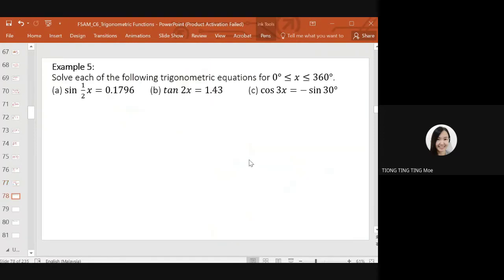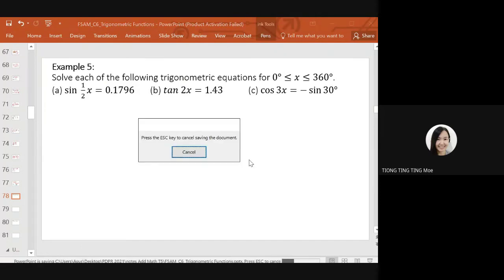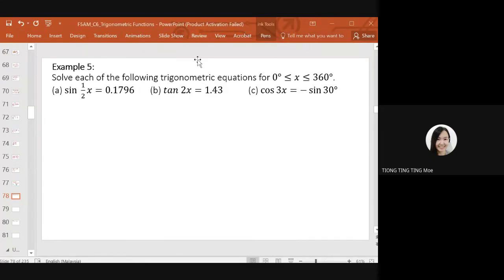Okay. So now we go to the next example, example 5. Solve each of the following trigonometry equations. What is the difference between example 5 and example 4? You see the pattern. What is the difference between example 3 and 4? It's the value here. Just now we only had theta and x only. But now inside here it has 1 over 2x, 2x, or 3x. So it means what?